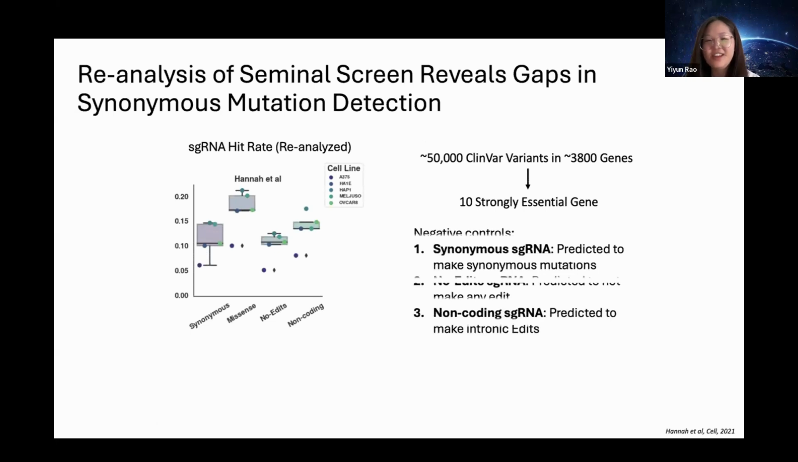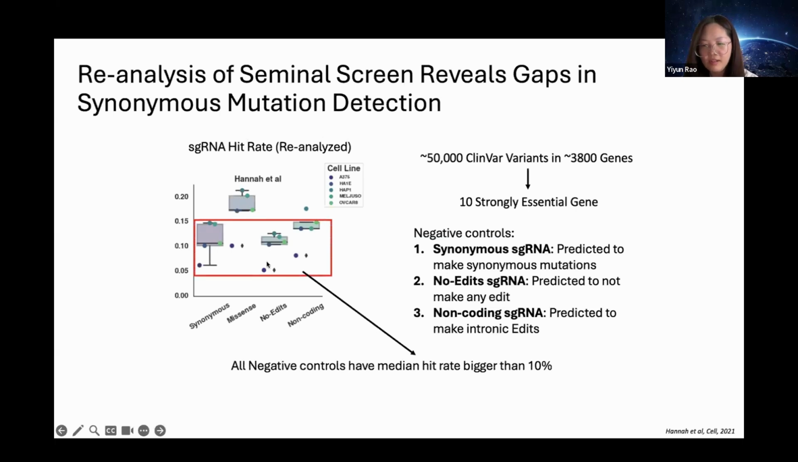In their analysis, not surprisingly, synonymous sgRNAs are used as negative controls, alongside other sgRNAs like those that do not make any edits in the same essential genes, and those sgRNAs that only make intronic mutations. And here's what we found after the reanalysis: across all 5 cell lines, the median hit rate for those negative controls was surprisingly high, including the synonymous mutations, and all of them have a median hit rate bigger than 10%. And the missense sgRNA hit rate is just a few percentage points higher than the negative controls.